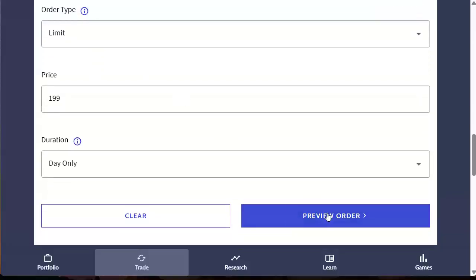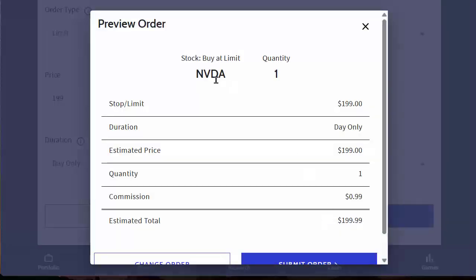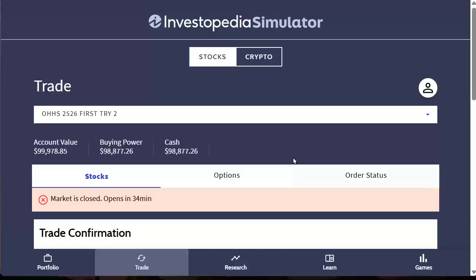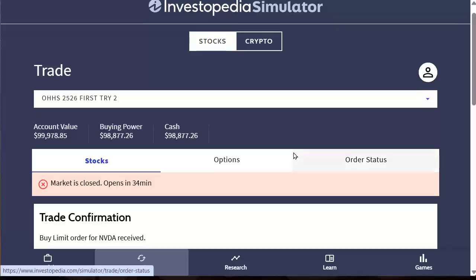So we'll click on preview order. You'll see it says buy at limit, NVDA, one share. Our limit is $199 just for today. The price for that's $199 with a commission of $1. So we'll actually pay $199.99, almost $200. We submit our order. That order is going in. It's 8:56 a.m. So that order will happen in 34 minutes from now.